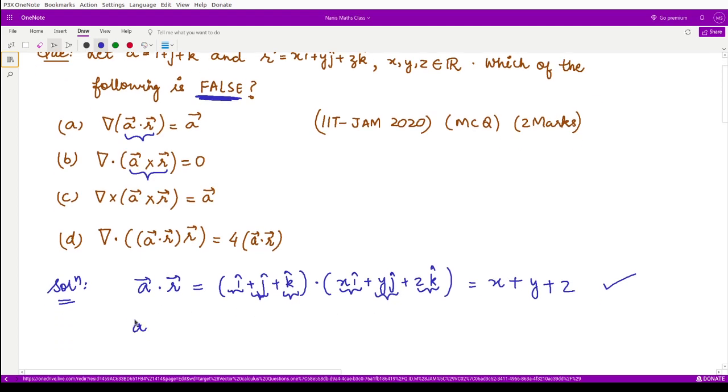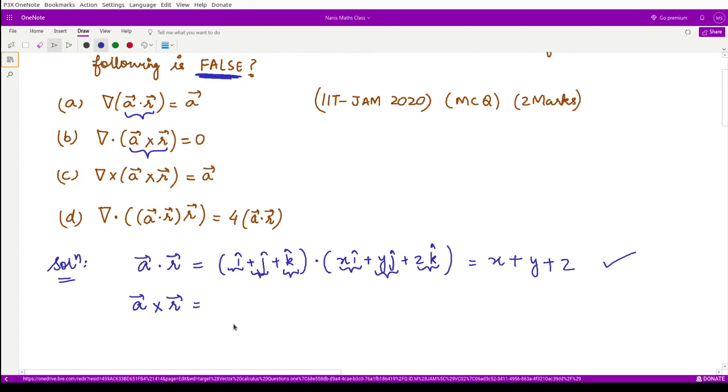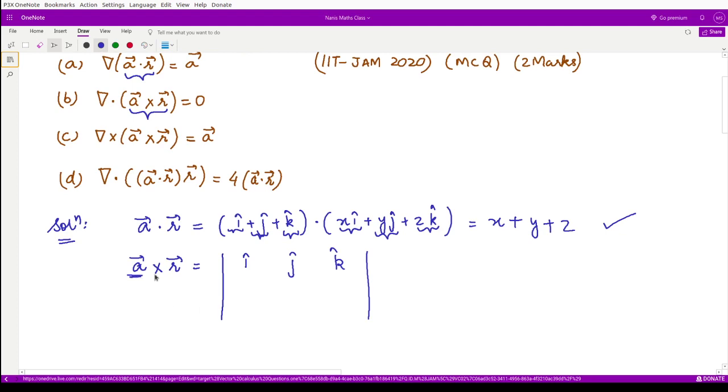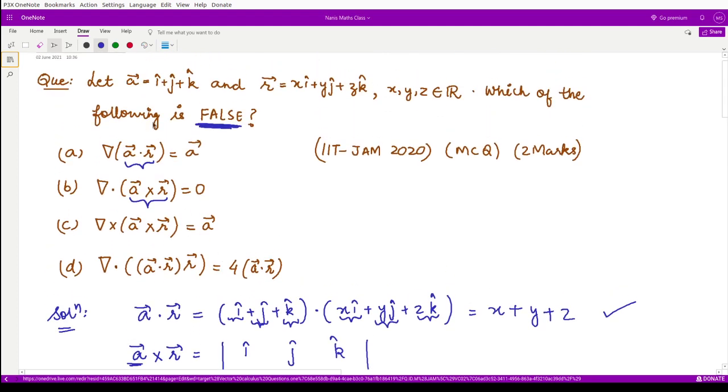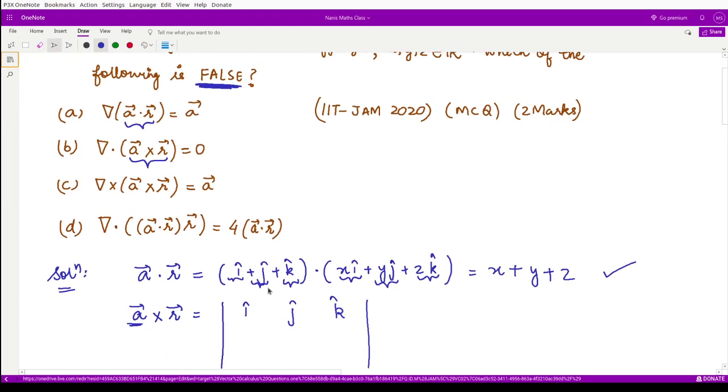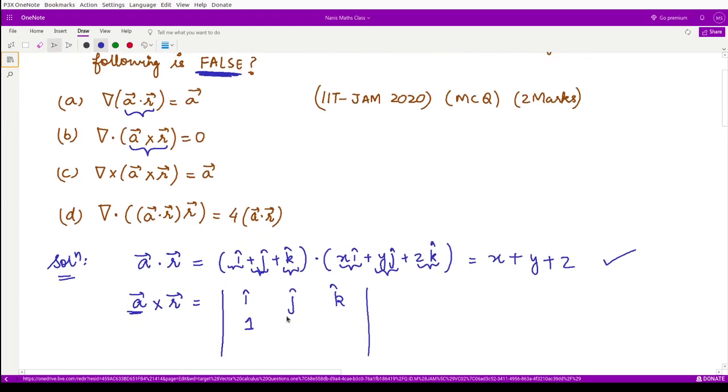And in a similar manner, let us also calculate the cross product of vector A with vector R. So you know how to calculate this cross product. You take the determinant of vector i, vector j, vector k, and you write the components of vector A. Vector A is i cap plus j cap plus k cap, so the component of i is 1, the component of j is also 1, and for k, it is also 1. For R, we have the component of i cap as x, of j cap as y, and of k cap as z, right?